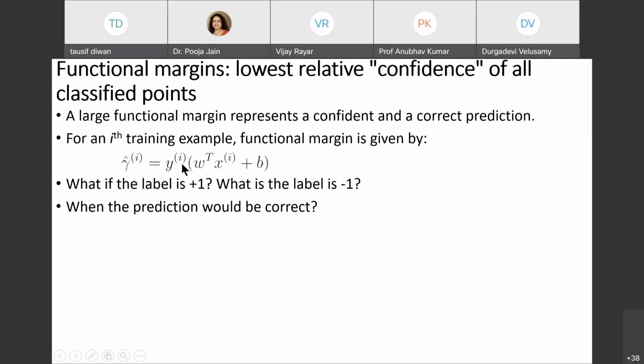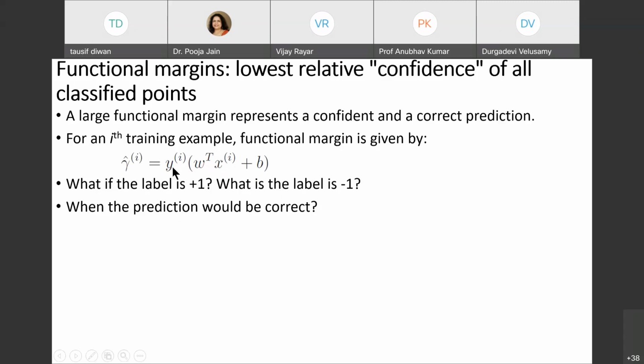When yi is -1, meaning the label is -1, this expression W transpose X plus B should be less than zero, meaning negative. So negative multiplied by negative is once again positive. So for all the samples, like y cap for 1, y cap for 2, y cap for 3, irrespective of whether it belongs to the positive class or negative class, this expression should be positive. In that case only will we consider this a correct prediction.